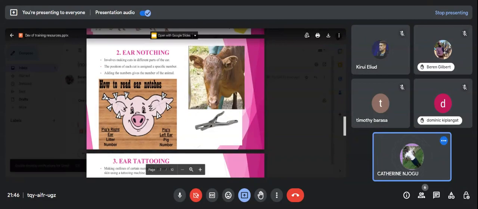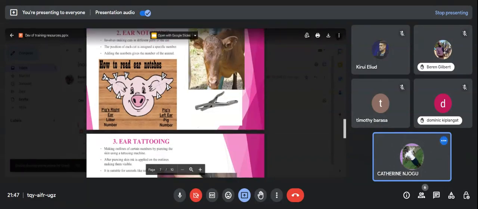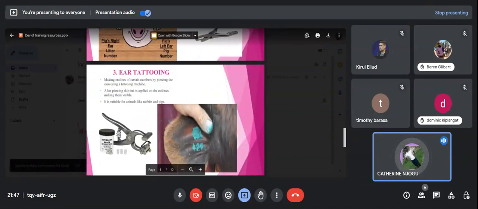Then at the bottom, we have an ear notcher, which is a tool used in the ear notching method. And I'll also pose a question there, which you'll answer in our next lesson. Is ear notching a permanent or temporary method used for animal identification? We continue to the third one.